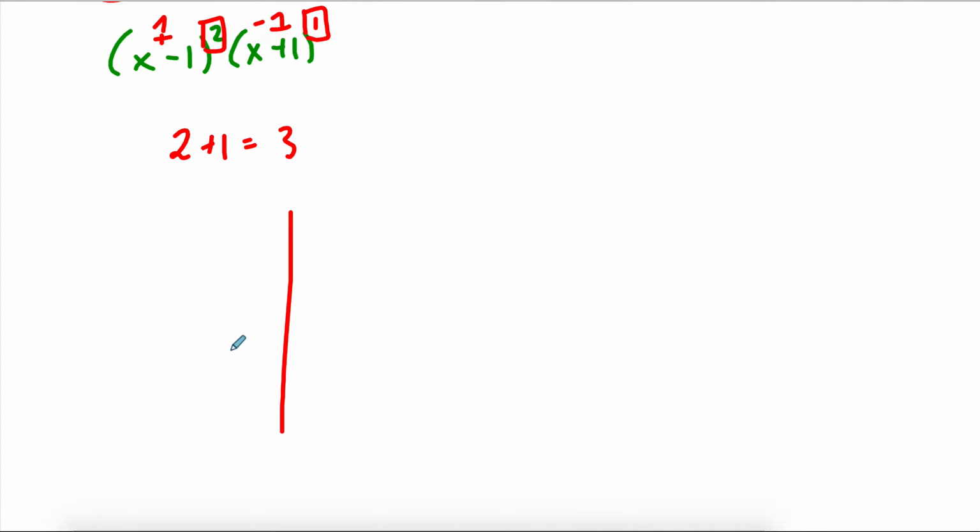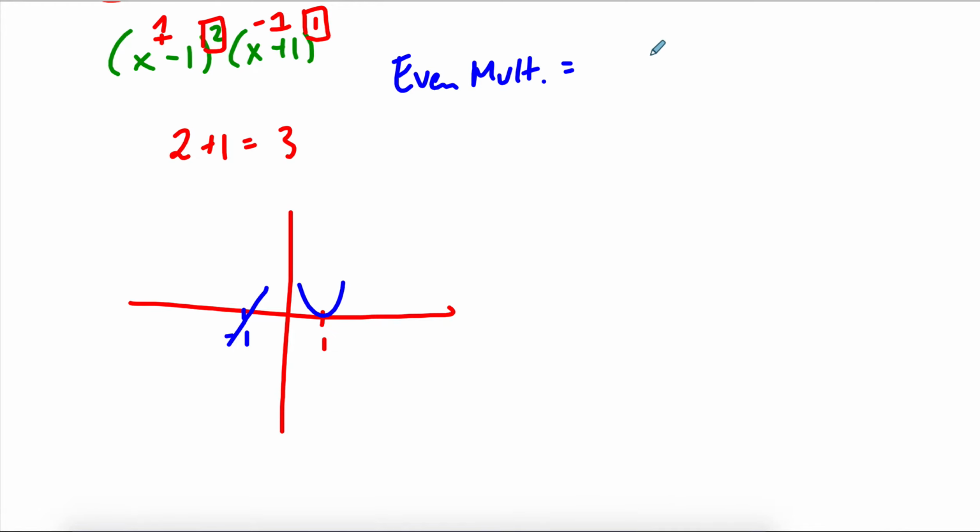Because the factor that has a zero at 1 has an even exponent of 2, at x equals 1 our polynomial is going to touch the x-axis. It's going to touch it. At x equals negative 1, for that zero, we have an odd multiplicity, an odd exponent. So at x equals negative 1, our function is going to cross the x-axis. So even multiplicity means touching, and odd multiplicity means crossing.